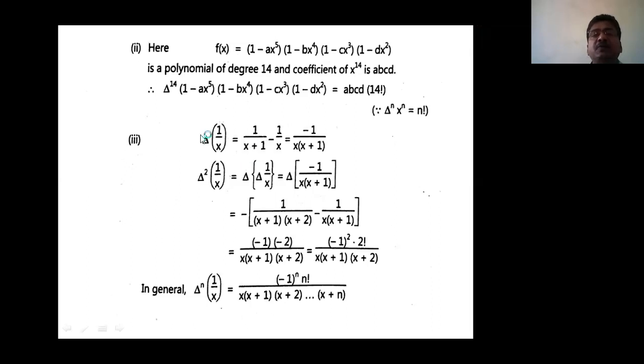First find delta of 1 by x, then delta square of 1 by x, delta cube of 1 by x, delta raised to 4 of 1 by x, and then write delta raised to n of 1 by x.